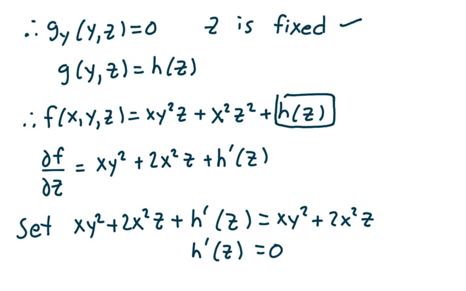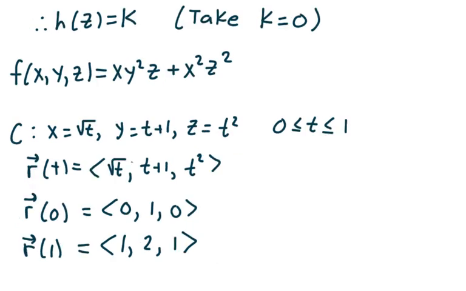And so notice how the xy squareds cancel, the 2x squared z's cancel, and we get h prime of z equals 0. That says h of z is equal to k, and just like in that first example, I'm going to take k to equal 0. I just need a potential function that works because we're going to be doing a second part to this question. So f of xyz is equal to xy squared z plus x squared z squared.